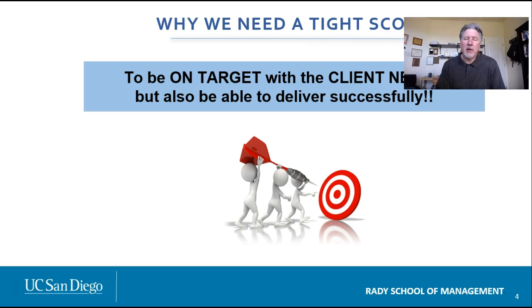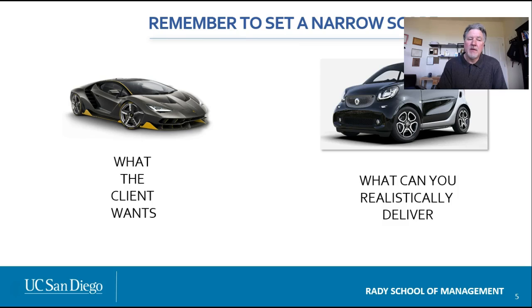And this should be a part of your questioning of clients. What are the top 2 or 3 things that must be done that will define success? And remember, a client wants a Lamborghini and has the budget more for a Fiat, okay? And this is what you realistically can deliver. So this is why a narrow and tight scope is so critical.